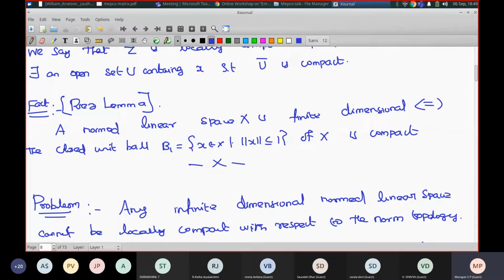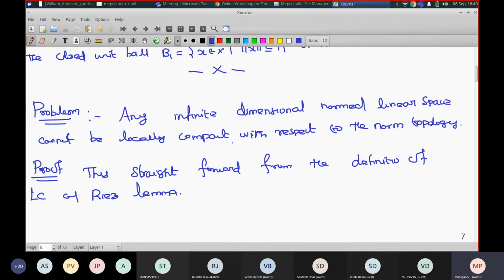We will use this in the next problem. Any infinite dimensional normed linear space cannot be locally compact with respect to the norm topology, right? So do you have any idea to solve this problem? I think this is straightforward from the definition of locally compact and Riesz lemma. Do you have any idea? Why is this not locally compact?